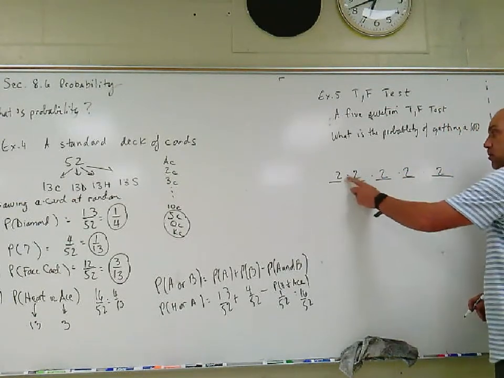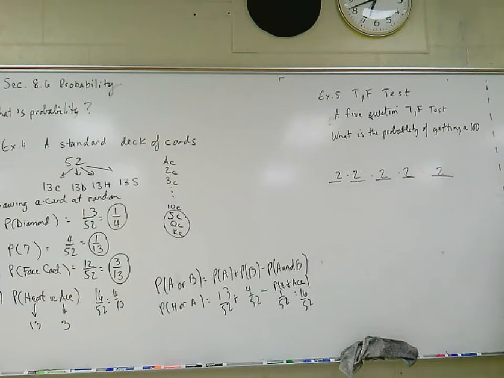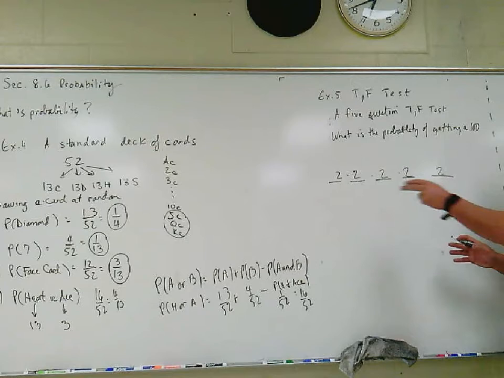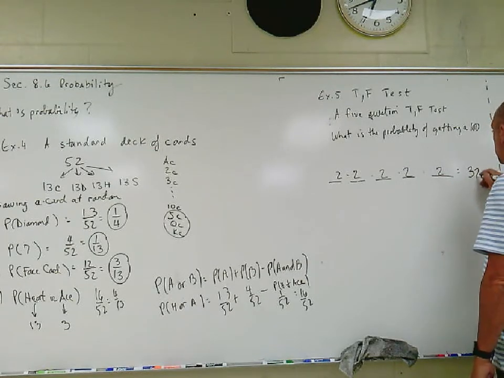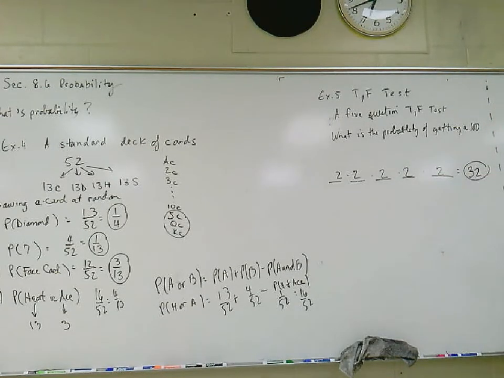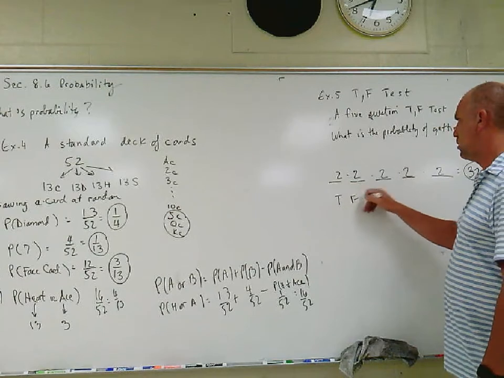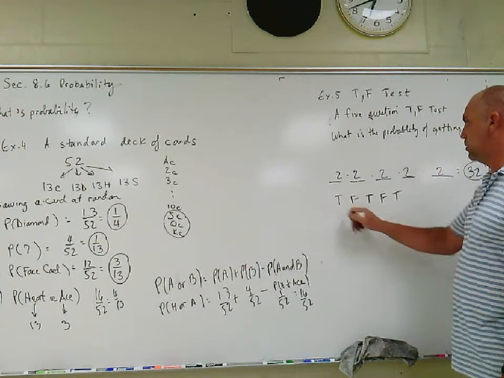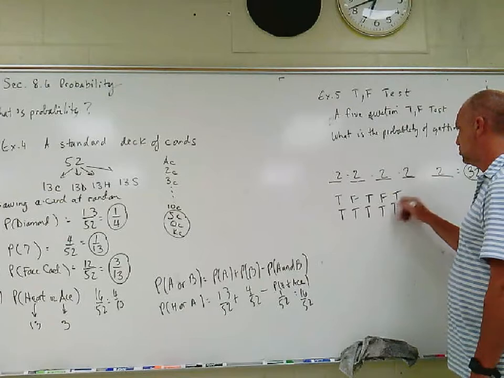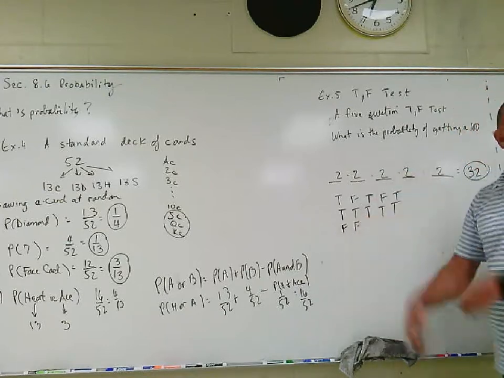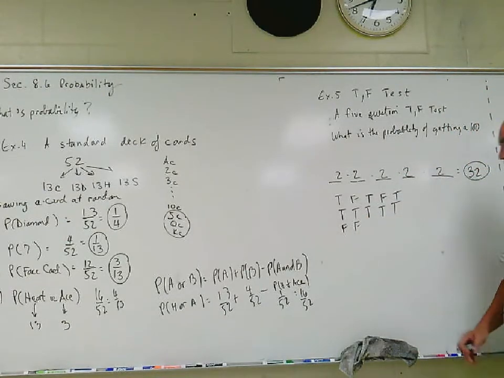If you multiply all those, that tells you how many different ways there are to answer the test. So if there are 32 total different ways to answer it, is that the event or the sample space? That's the sample space, because that's all the different ways. What does this mean? I could do true, false, true, false, true. That's one way. True, true, true, true, true. False, false. It'd take forever to list them out, so I'm not going to do that.